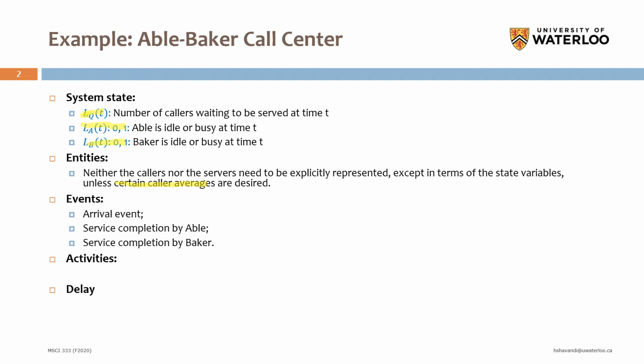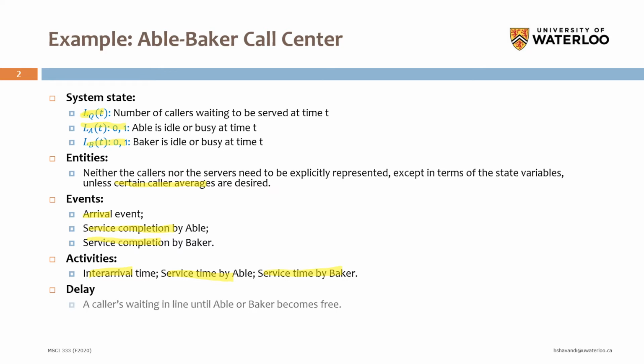For the events, we have 3 events that change the system's state: arrival event, service completion by Able, and service completion by Baker. For the activities, we have these time durations: arrival time, service time by Able, and service time by Baker. And for the delay, we have a caller's waiting time in line until Able or Baker becomes free. So we have this time duration as a delay, not an activity, in this system.